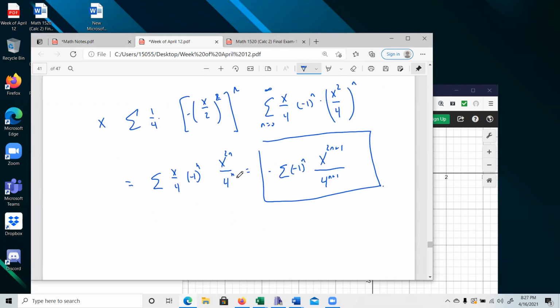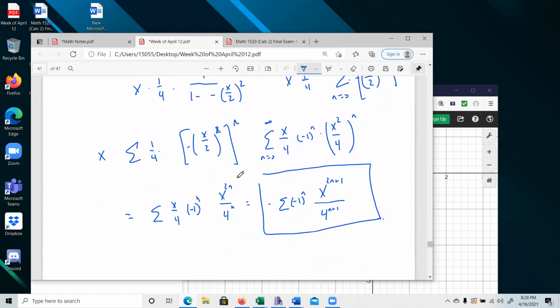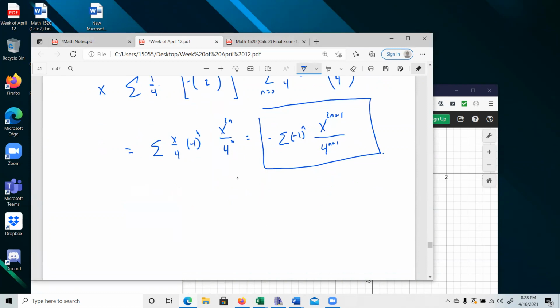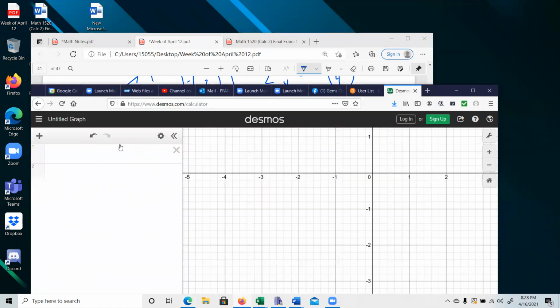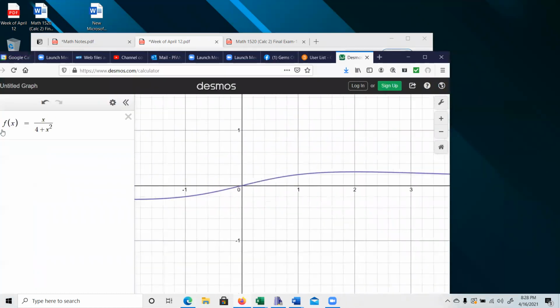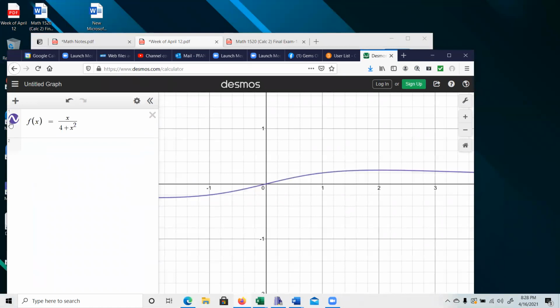Now I want to do something like compare the two of them. Okay, so here we go. We have x over 4 plus x squared. So let's just take a look at what that looks like. We have f(x) equals x over 4 plus x squared. Okay, so go ahead and zoom in on this. Actually, let's see here. What can I do with this? First off, let's make it bolder.